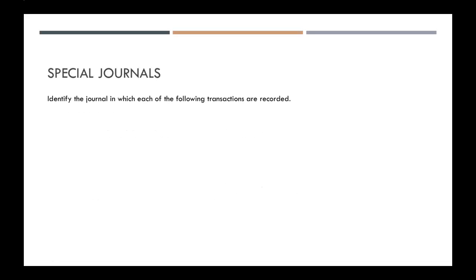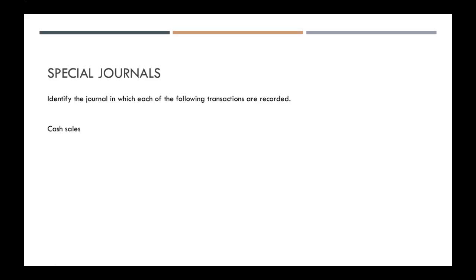Chapter 7 brought up our special journals. We have a few different special journals that we need to remember: our sales journal, purchases journal, cash receipts, and cash payments. If a transaction doesn't fit in any of those 4, then we just record it in the general journal. So we have a list of transactions that we're going to go through and figure out which special journal they fall in. Our first one is cash sales.